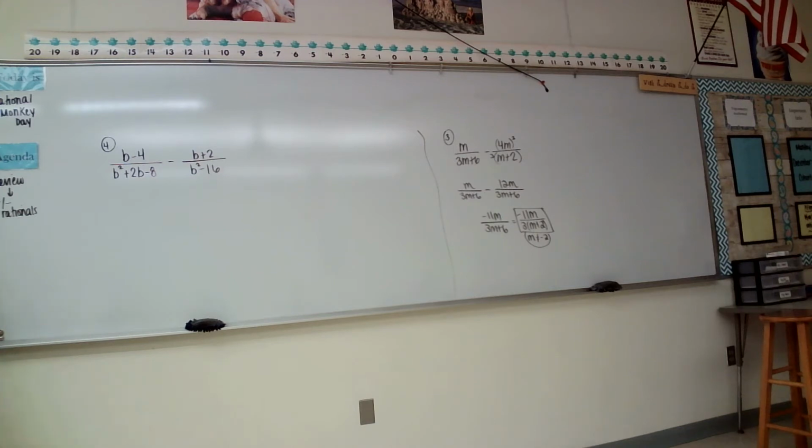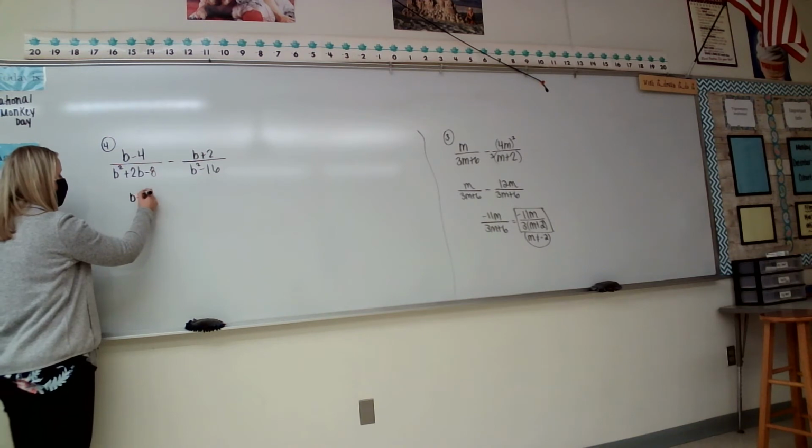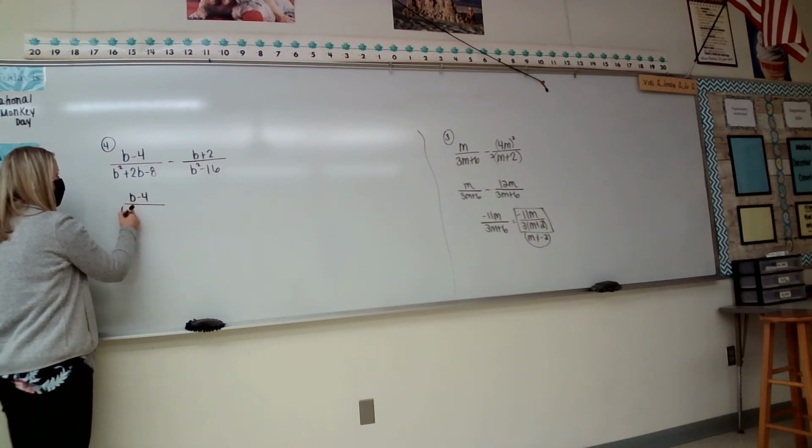Anytime you start an addition or subtraction problem, you'll look and think, I need a common denominator, I don't have one. I'm going to factor the denominators. So I have b minus 4 over, what would that be? b plus 4, and that would be b minus 2.